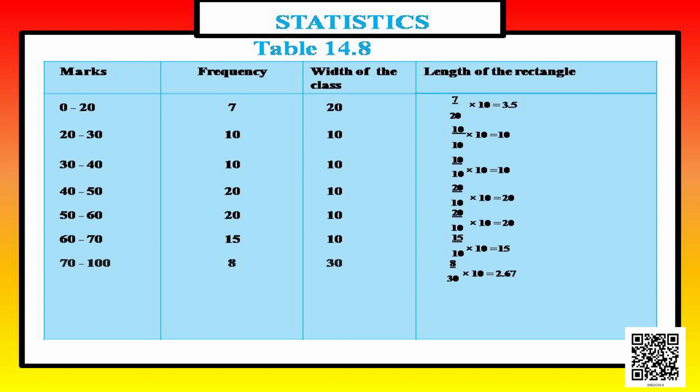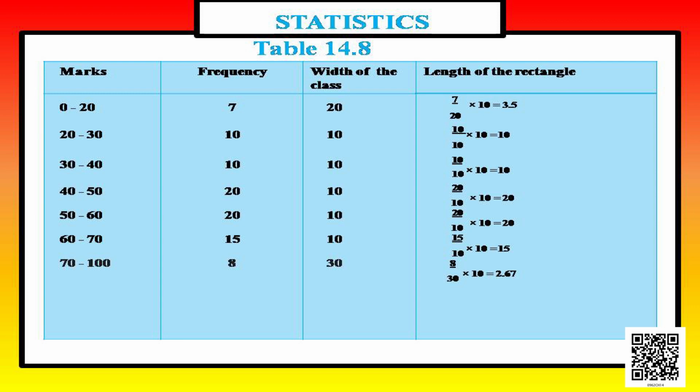Now, look at the histogram once again. See in the figure, in the first column, that is from 0 to 20, we have the frequency 3.5, and in the column 20 to 30 our frequency is marked as 10. Then 30 to 40 it is marked as 10 and so on. And then the last one, that is in the column 70 to 80, the frequency is marked as 2.67. Is it okay? Clear?